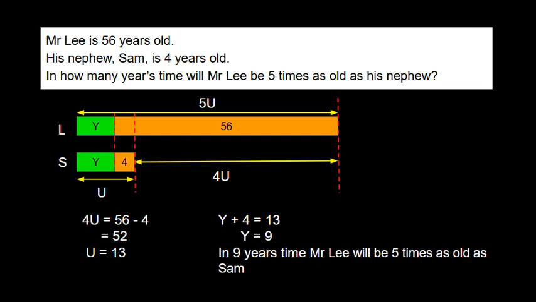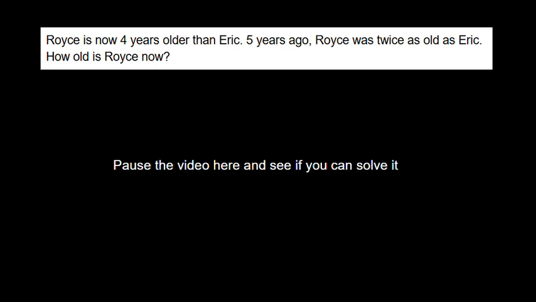Okay, so if you got it right, let's do the next question. Same thing. Royce is now 4 years older than Eric. 5 years ago, Royce was twice as old as Eric. How old is Royce now? Same thing, you can pause the video here and see if you can solve it. I will show you the answer in 5 seconds.